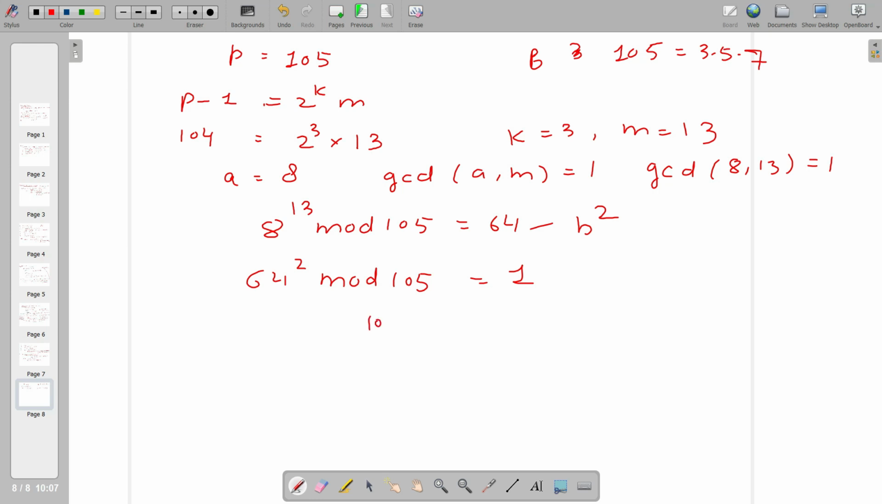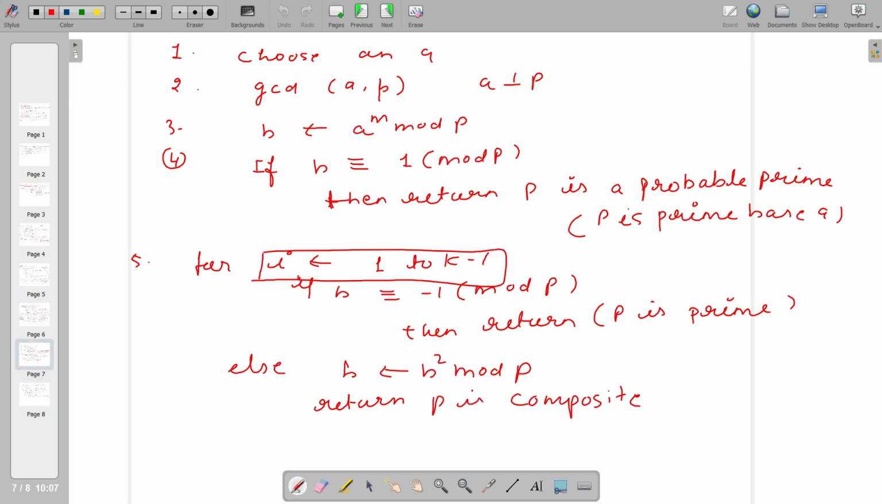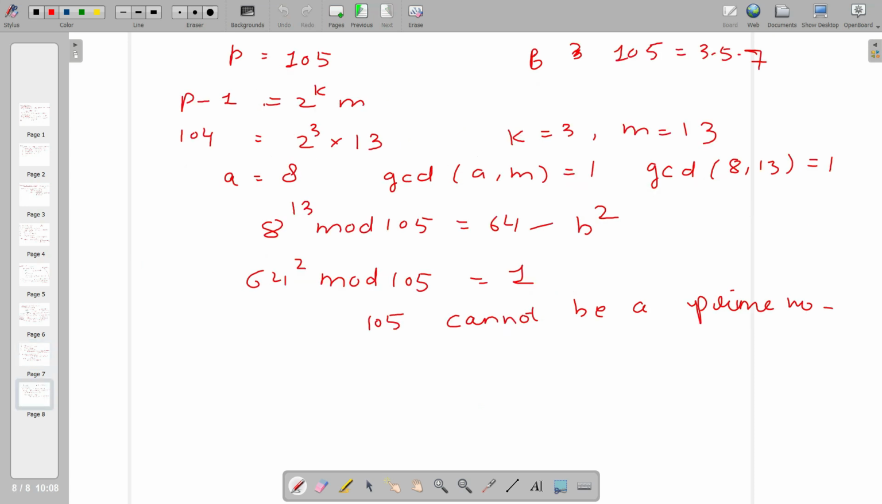Hence 105 cannot be a prime number, because it comes here. When we say that b is not equal to minus 1 mod p, but b is equal to b square mod p, return p is composite. So it comes out to be like this, which means it cannot be a prime number.